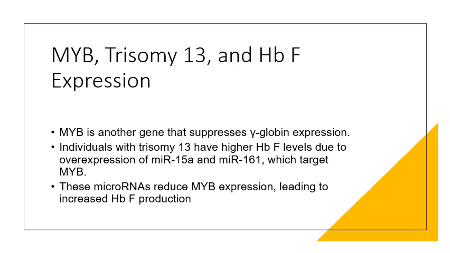The other modifier gene is MYB, an important regulator of HbF. Interestingly, individuals with trisomy 13 show higher HbF levels due to two microRNAs that reduce MYB expression. This decrease in MYB allows for greater HbF expression and illustrates how additional genetic factors such as microRNAs can modify disease severity in sickle cell disease.